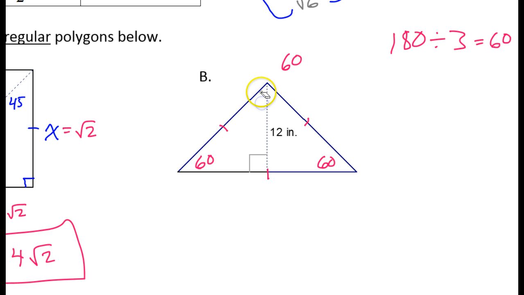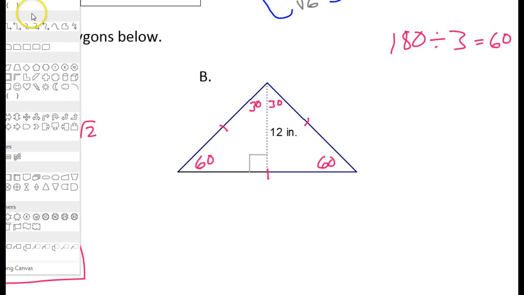But see how we're sort of splitting it down the middle. Alright, so that's going to be, oh look at that, 30 and 30. So what we have are 2 30, 60, 90 triangles. Now I'm going to recopy sort of one of these triangles separate just to make it easier to see what we are doing.